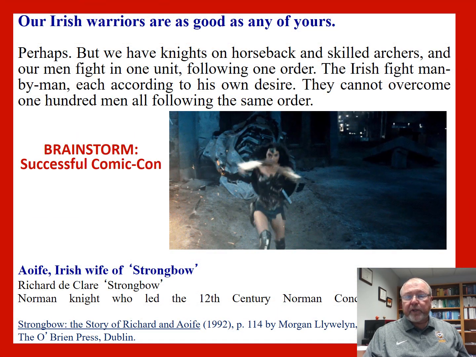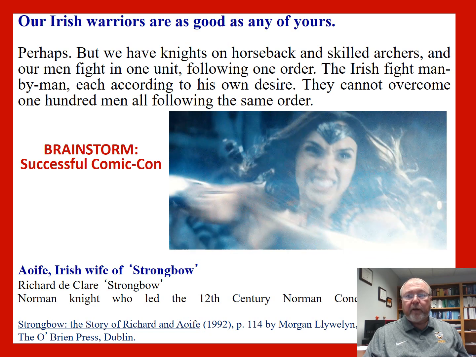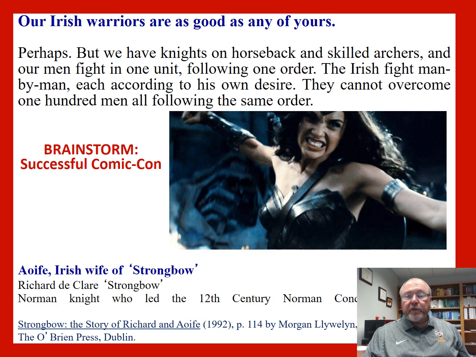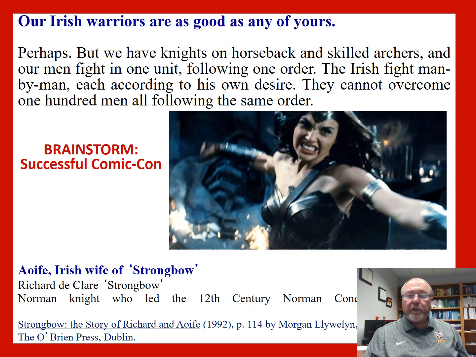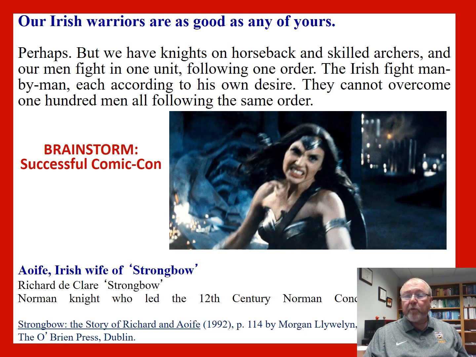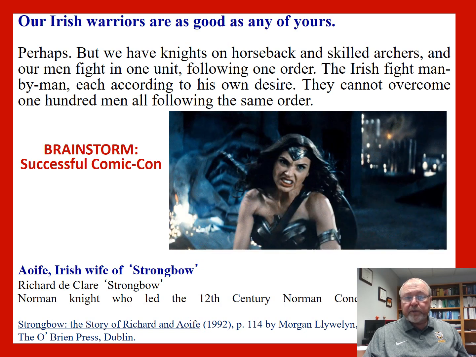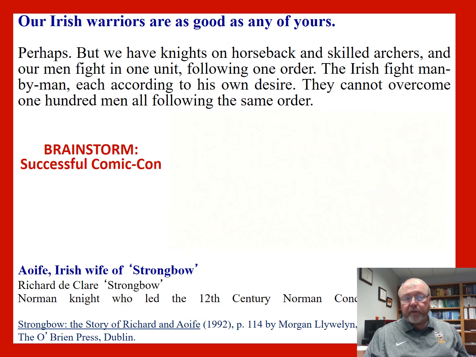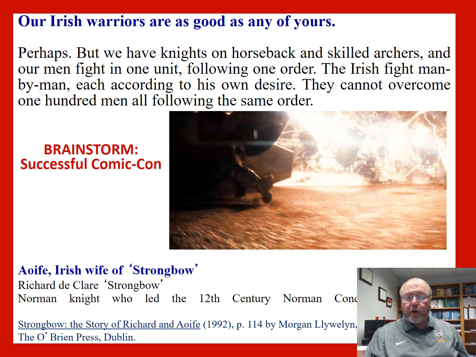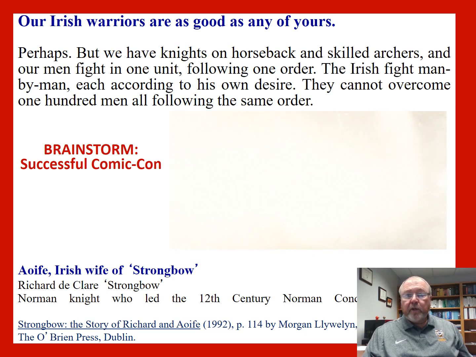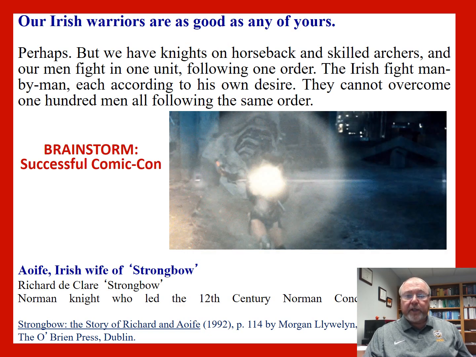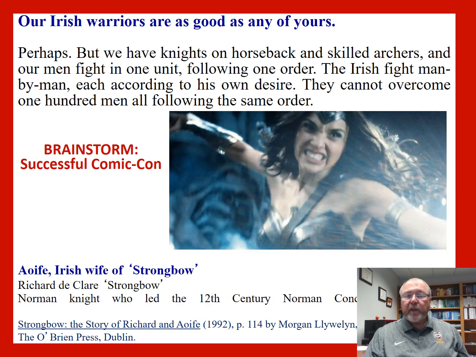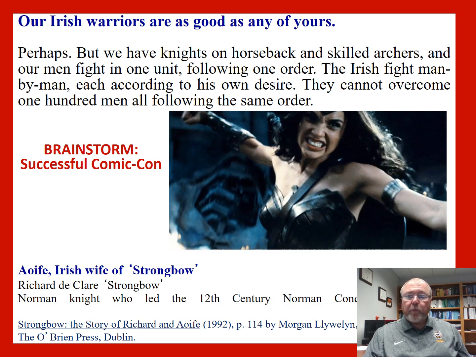If you've seen some of the other videos, you may have seen this paragraph. It's a fictional dialogue between two historic figures: Richard de Clare, known as Strongbow, who was the Norman knight who led the 12th century conquest of Ireland by the Normans, and his Irish wife Aoife, who was the daughter of an Irish chieftain. She opened up by saying, "Our Irish warriors are as good as any of yours." And he said, "Maybe, yeah, maybe. But guess what we have?"